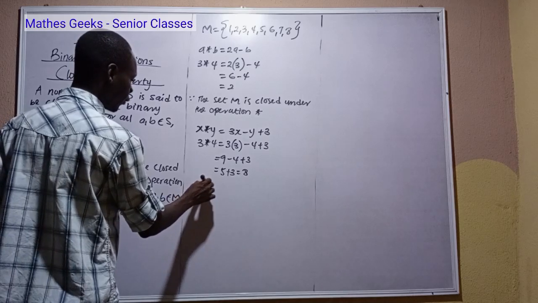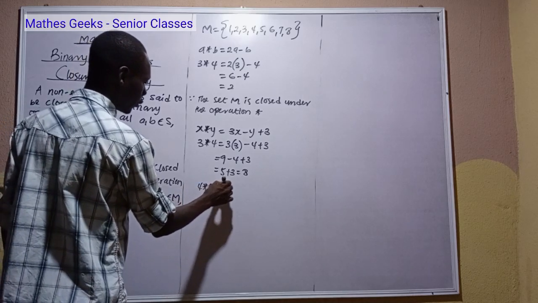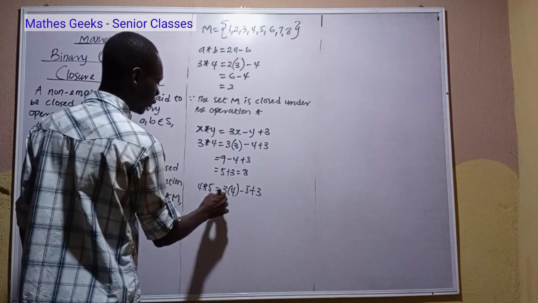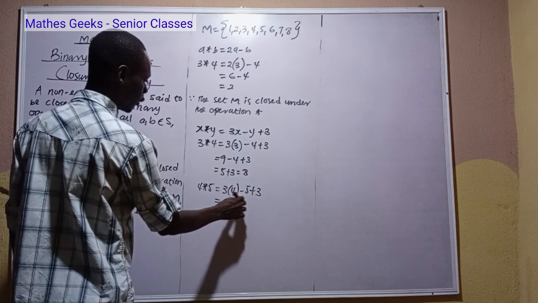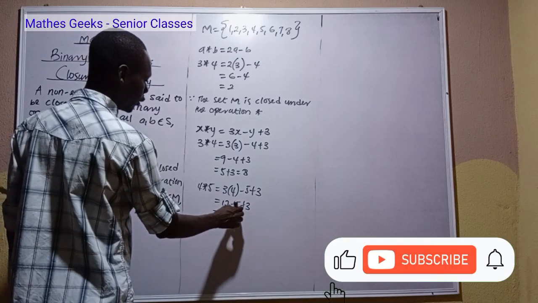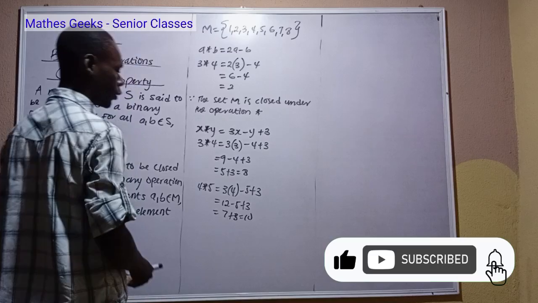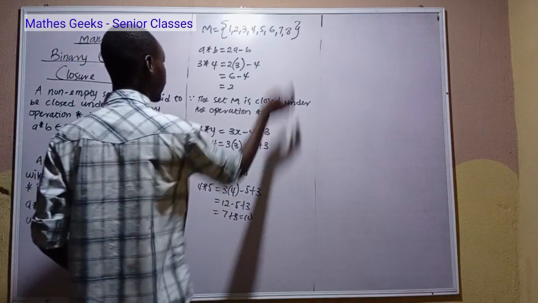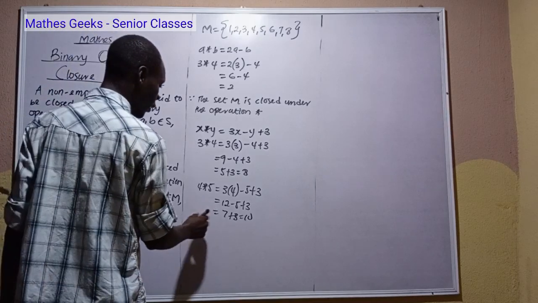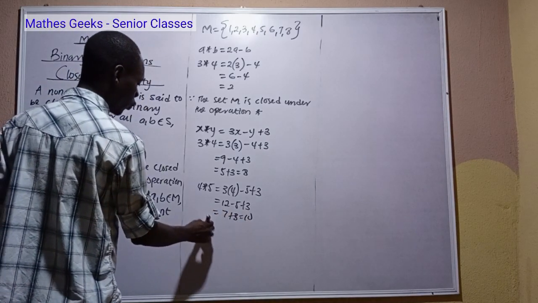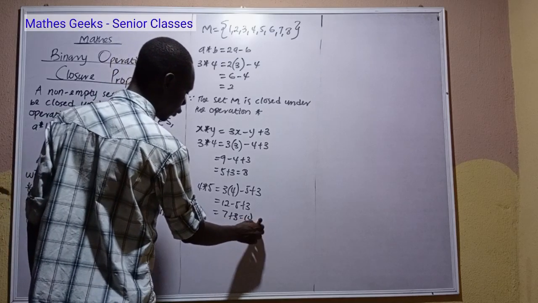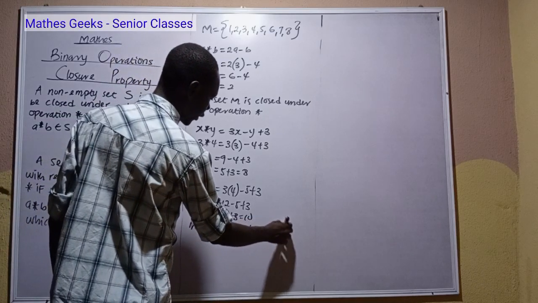Let's say 4 star 5, so 3 times 4 minus 5 plus 3. 3 times 4 is 12, 12 minus 5 plus 3. So 12 minus 5 is 7, 7 plus 3 is 10. So is 10 a member of the set M? No. So if 10 is not a member of the set M, that means the set M is not closed. That's what it implies. It's not closed under that star.